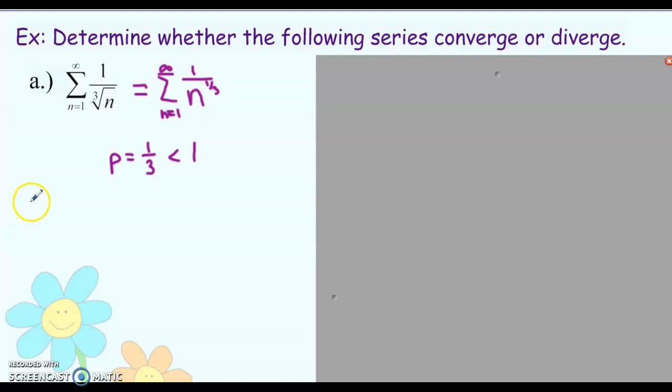And you notice that each time I write my justification, I'm writing why. And that just tells us that you know what you're talking about and why you're talking about it. So it does diverge by the p-series test.